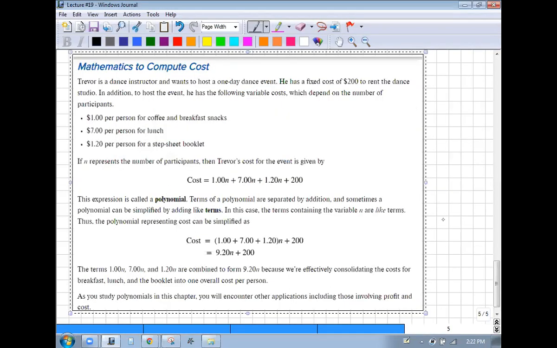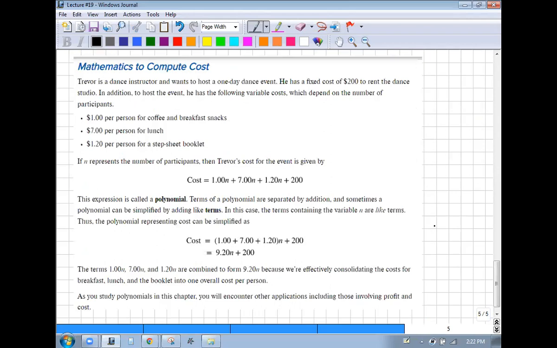So Trevor is a dance instructor and wants to host a one-day dance event. He has a fixed cost of $200 to rent the dance studio. In addition to host the event, he has the following variable costs, which depend on the number of participants. $1 per person for coffee and breakfast snacks, $7 per person for lunch, and $1.20 per person for a step sheet booklet. If n represents the number of participants, then Trevor's cost for the event is given by cost.